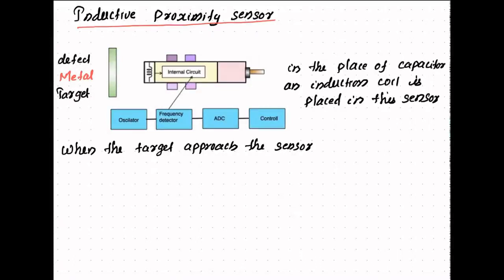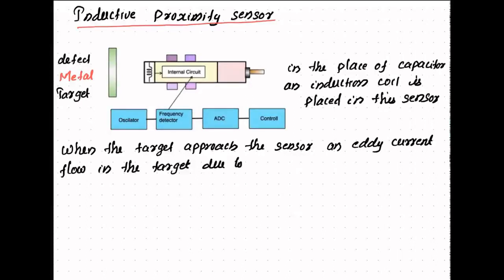The frequency detector continuously reads the frequency out from the oscillator, and if the frequency from the oscillator is lower than a particular threshold value, then the control unit comes to the conclusion that an object is closer to the proximity sensor and gives out an output.